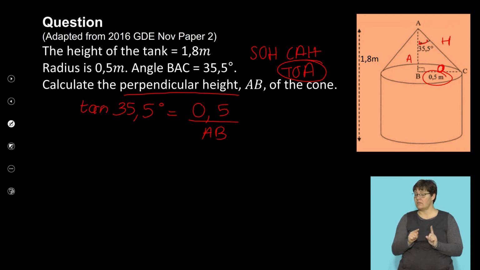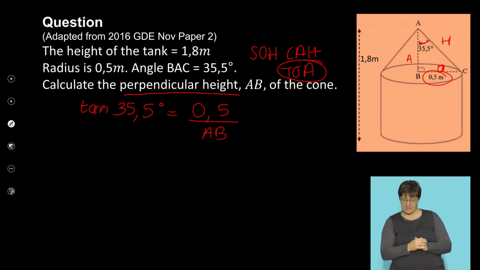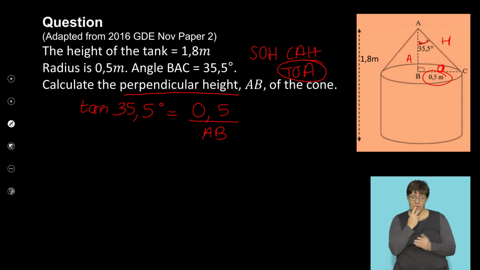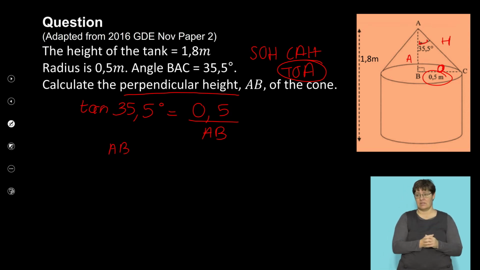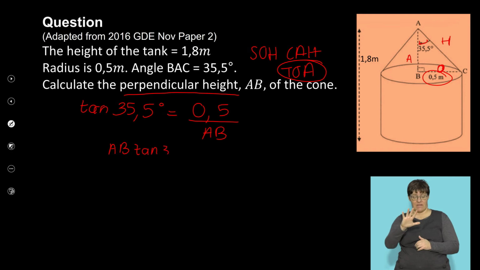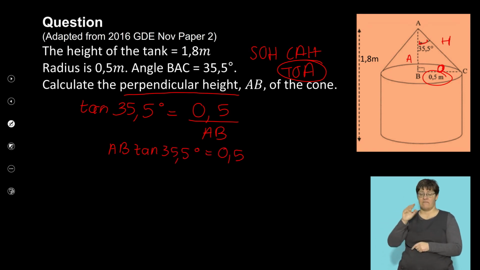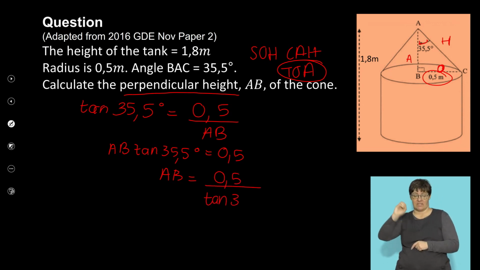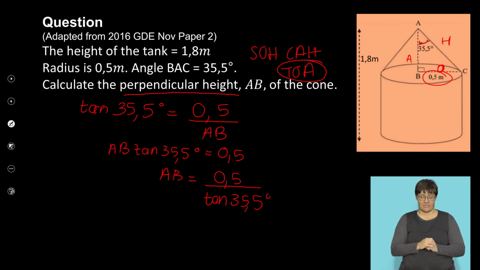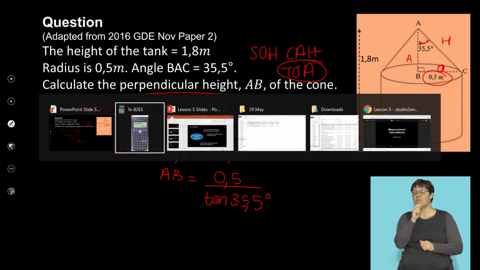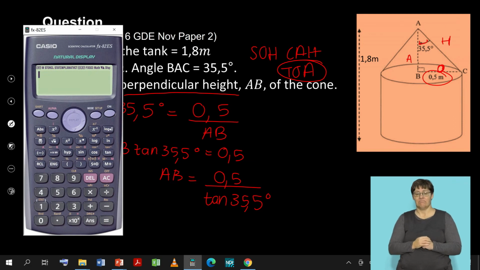But I want to isolate AB. So in order to isolate AB, I'm going to multiply both sides by AB. So I'm going to have AB tan 35,5 degrees is equal to 0,5. But to get AB by itself, I have to divide both sides by tan 35,5. So AB will be equal to 0,5 over tan 35,5 degrees. Now I'm going to use my calculator to actually work this out.